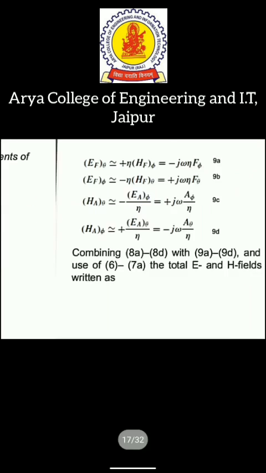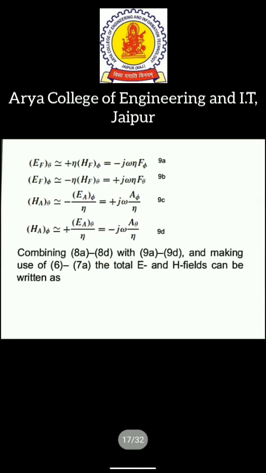Therefore this is the approximation we have already proved for the far field approximation in the auxiliary potential functions chapter. That is why we have written that here. Now combining 8a to 8d with 9a to 9d and making use of 6 to 7a. Where is the 6 to 7a?